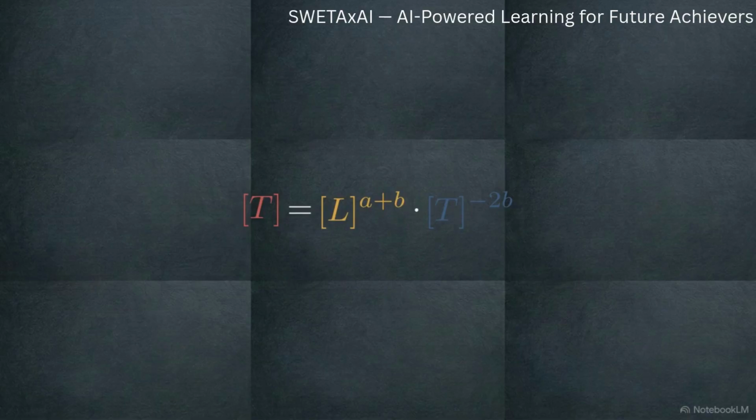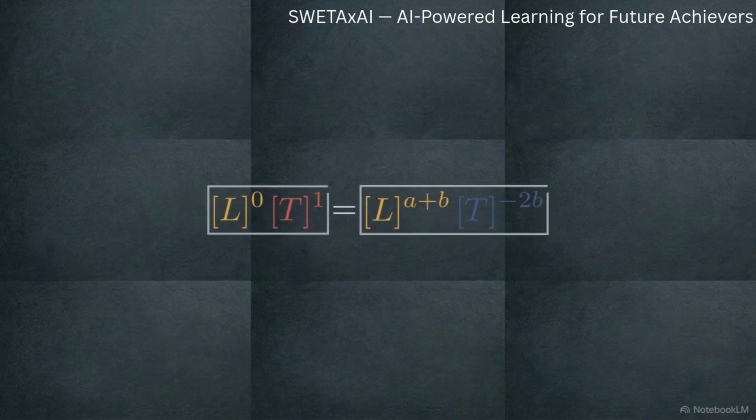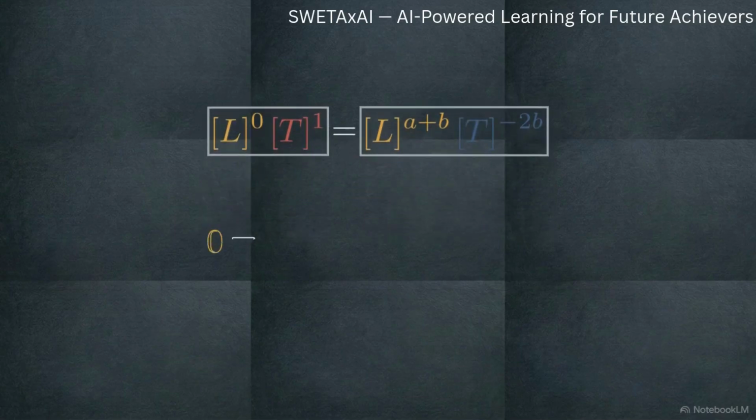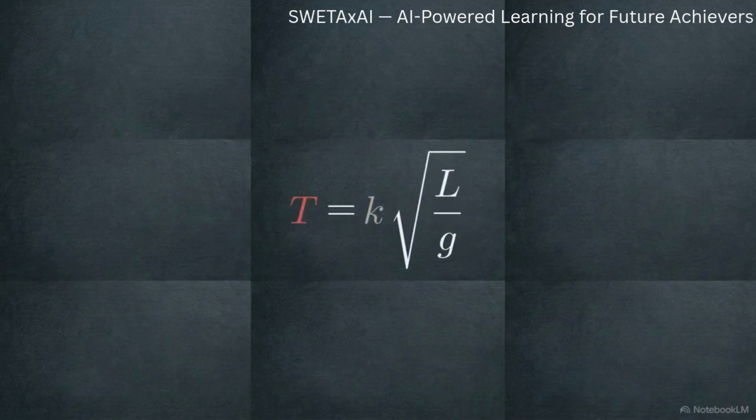We now enforce the principle of dimensional homogeneity. For this equation to be valid, the total power of length and time on the left must match the total powers on the right. Since there is no length on the left side, its power is 0, meaning a plus b must equal 0. For time, the power on the left is 1, meaning negative 2b equals 1. Solving the algebra reveals that b is negative 1/2 and a is positive 1/2. This results in the reconstructed relationship T equals k times the square root of L over g.